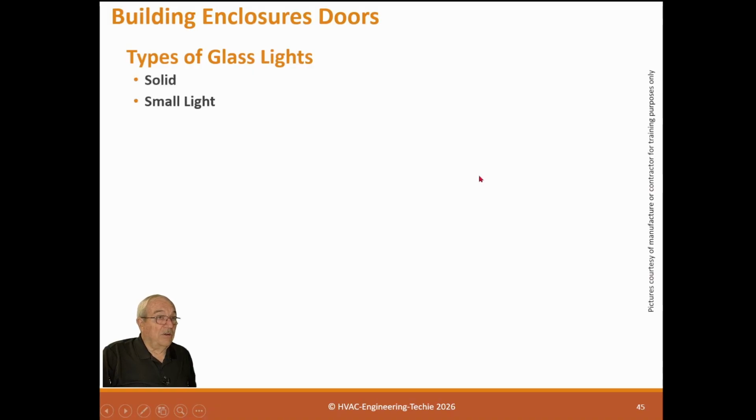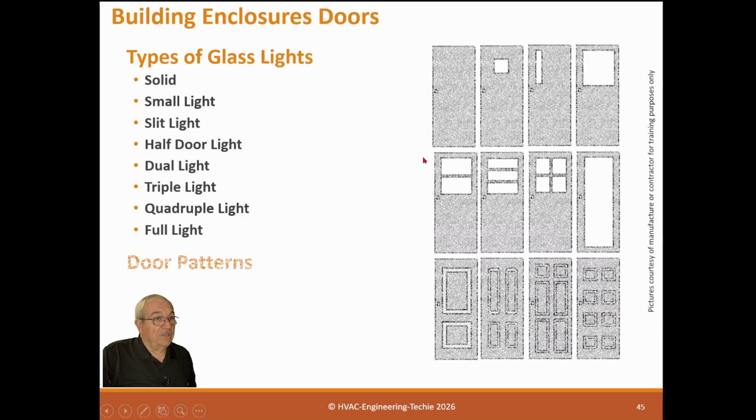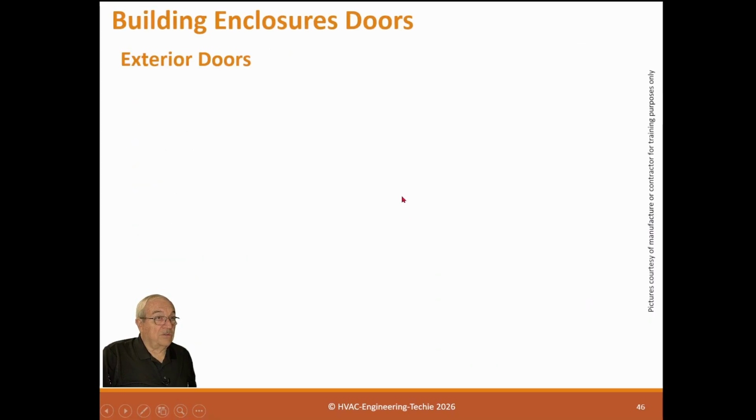So then we also can get glass in doors. You can get solid, small lite, slit light, half door, dual light, triple pane, quadruple light, full light, door pattern. So these are all different glass you can order in a door, and all door manufacturers understand what these are when you order them. And then, of course, you can get pattern doors. You can get these in wood and steel. They can be patterned. So there's all kinds of different door structures.